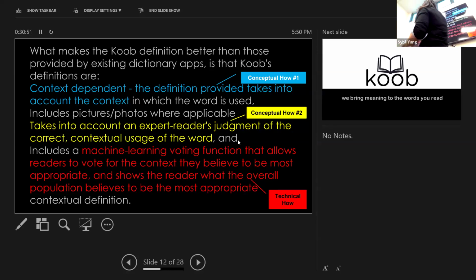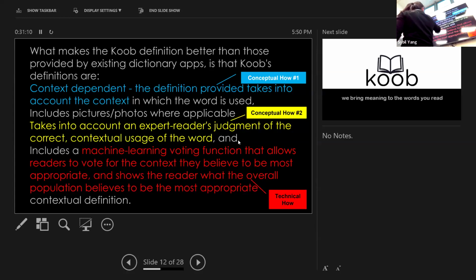Same thing with the yellow. It's another how, right? We solve this problem by taking into account expert reader judgments and contextual usage of a word. That's another how. And then this red piece is another how. It's the technical stuff on how they're doing this.